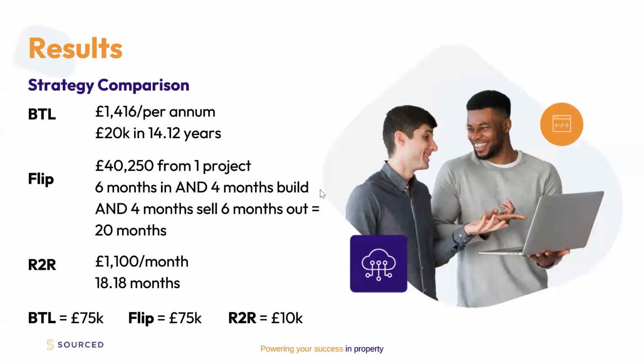So let's have a look at the strategy comparison very quickly. Buy to let, 1,416 per annum, which means it's going to take 14.12 years to get to £20,000. A flip, one project can get you 40 grand, 6 months in, 6 months out, 4 months to build. That means it's going to take you 20 months. That isn't right, is it? That's 16 months, 16 months in total, not 20 months.